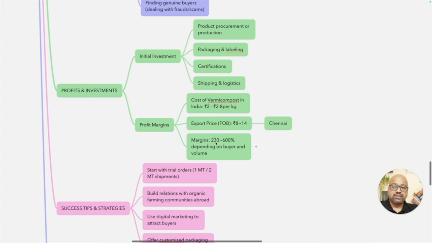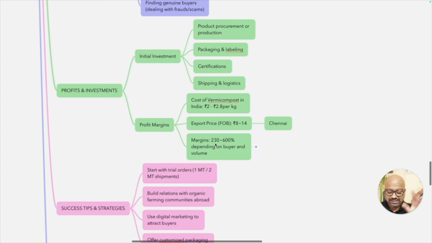And when it comes to margin, you can make a margin of 230% to 600%. But don't get overwhelmed by it, because at 600%, if I say 14 rupees per kg into 26,000 kgs, which is 26 metric tons, that is nothing but 3,64,000. That is a whole container order. So instead of saying I earned 600%, I would say, okay, I earned around 4 lakh rupees on a shipment. But here the investment can be nothing more than this.